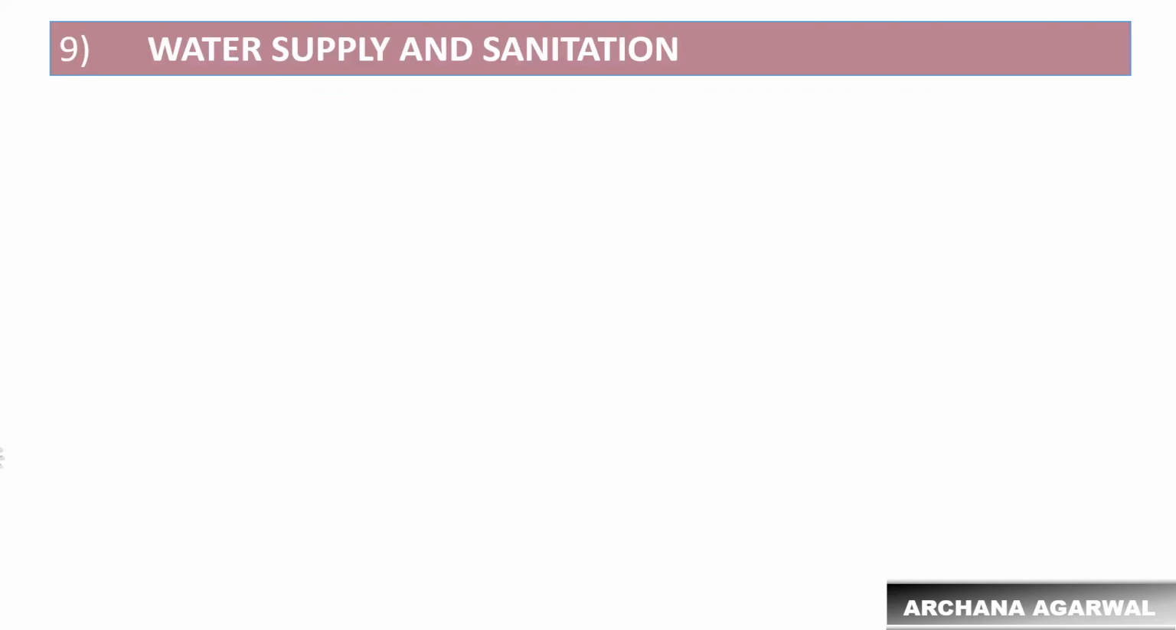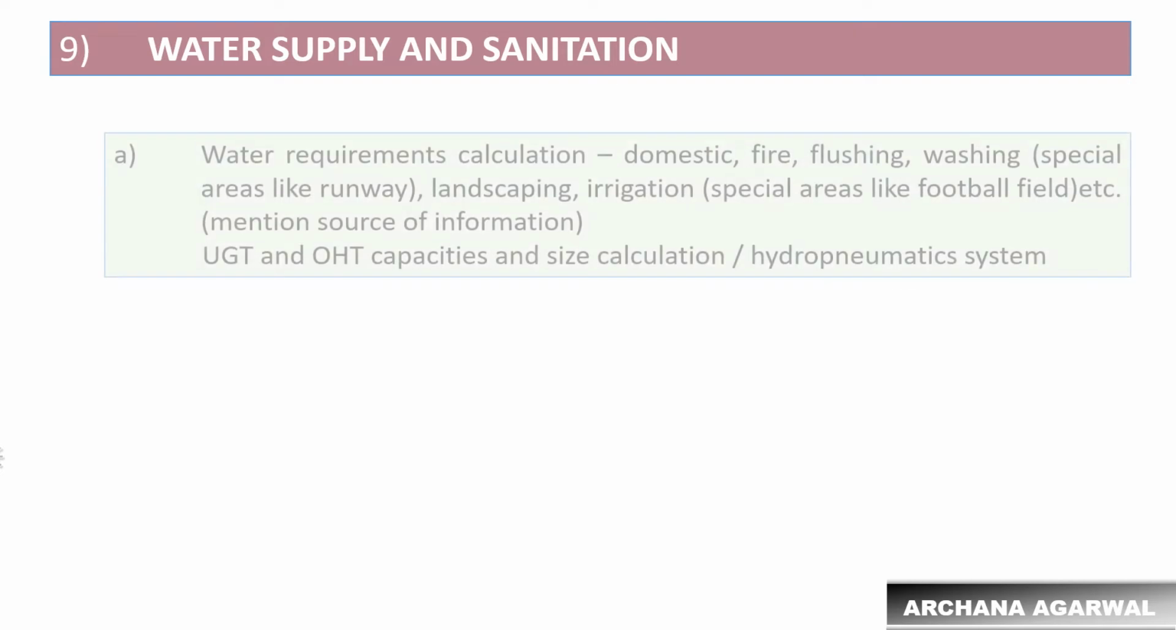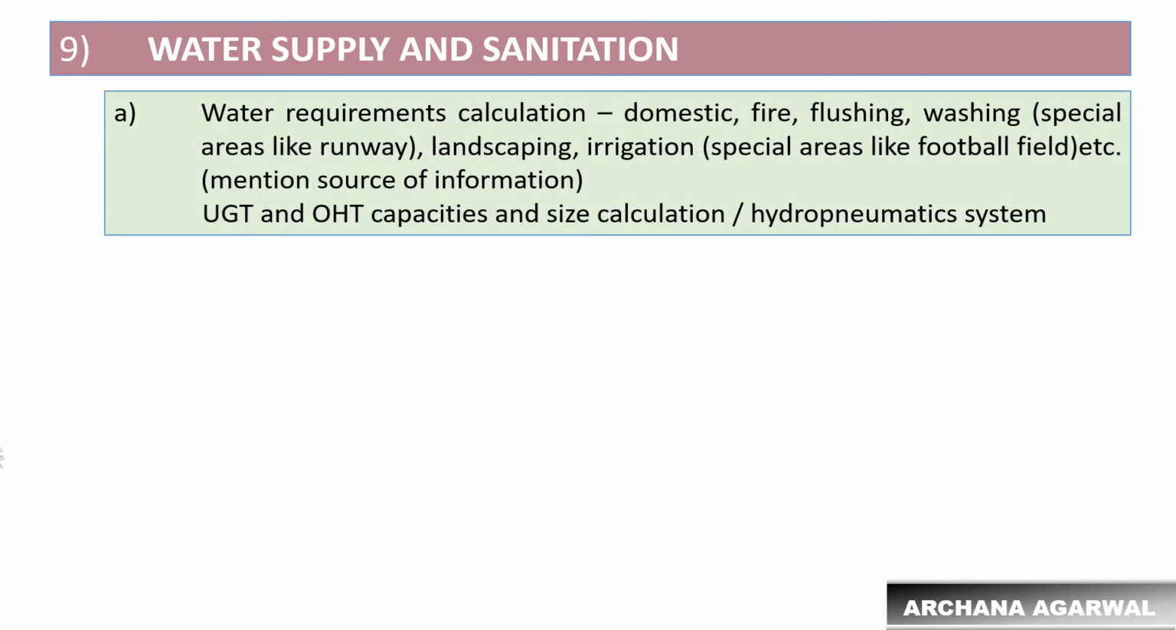Under water supply and sanitation, water requirements need to be calculated for different purposes like domestic, fire, flushing, washing, landscaping, irrigation, etc. And the sizes for underground tank and overhead tank need to be derived. In case you are proposing hydropneumatic system, then the schematic for the same should be shown.